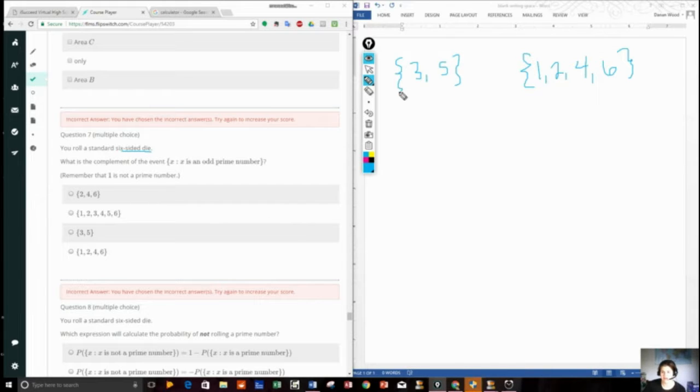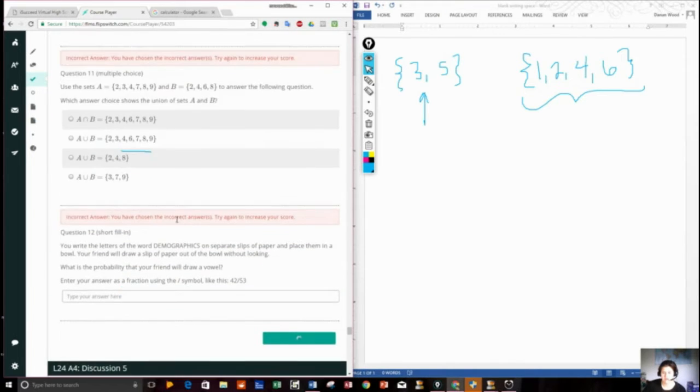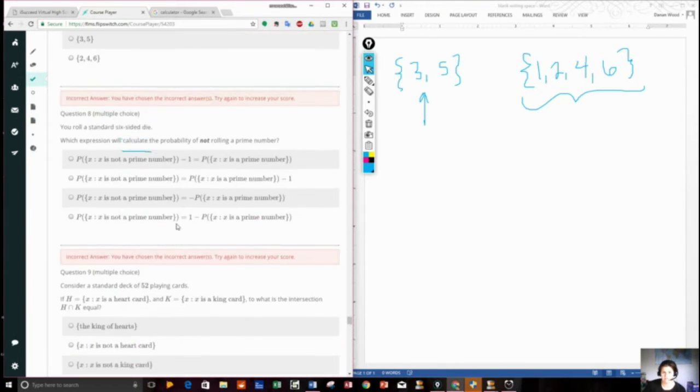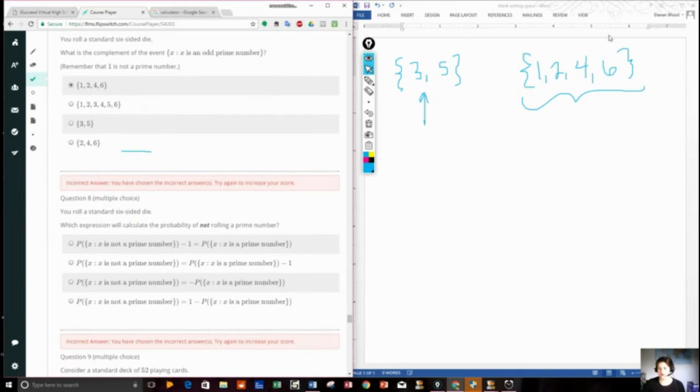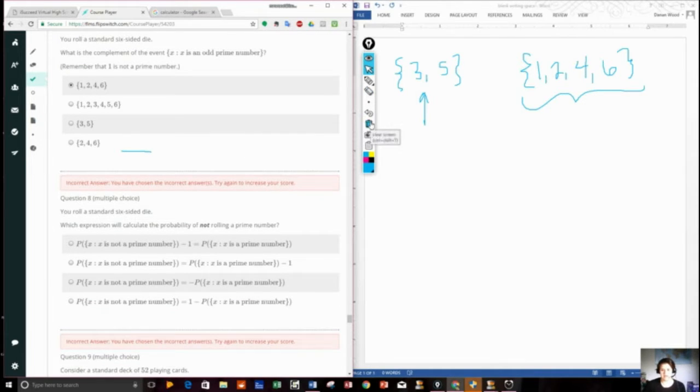This is our event that we were looking at, and this is the complement of it. So it would be 1, 2, 4, 6. Okay, question 8. You roll a standard 6-sided die. Which expression will calculate the probability of not rolling a prime number?